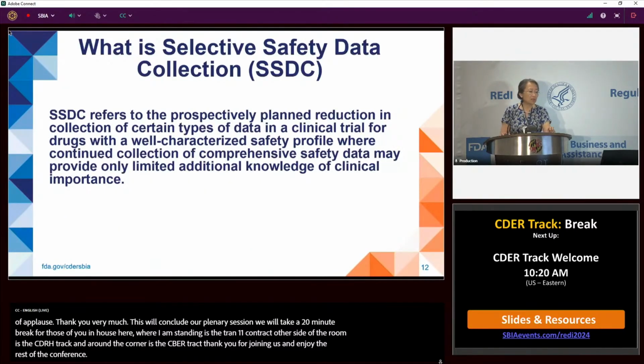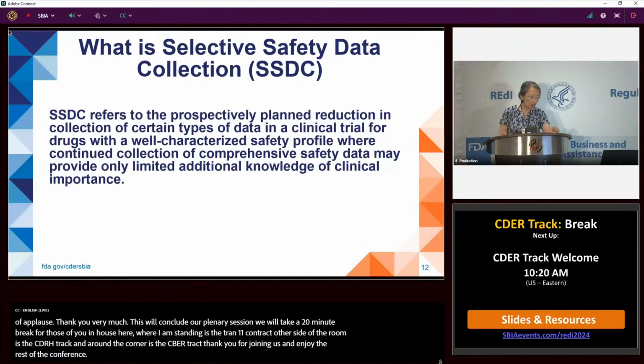So first, what is selective safety data collection? I'm just going to say SSDC. SSDC refers to the prospectively planned reduction in collection of certain types of data in a clinical trial for drugs with a well-characterized safety profile where continued collection of comprehensive data may provide only limited additional knowledge of clinical importance.